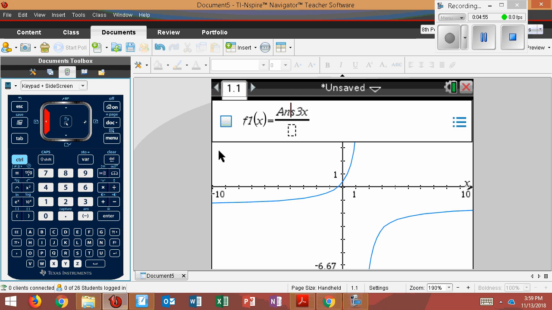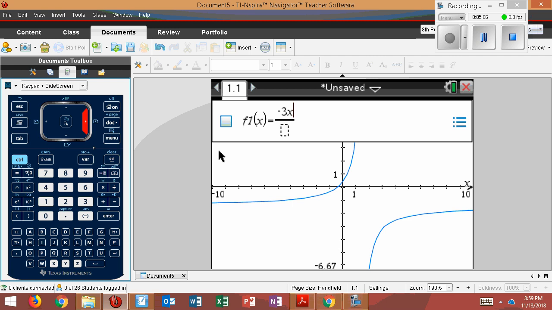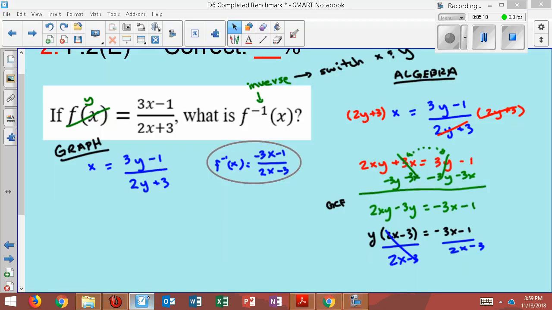I don't know why my calculator's been doing this. Let's change this to a negative 3x. Let's try it one more time. Negative 3x, there it is. Then the quantity minus 1 over 2x minus 3.